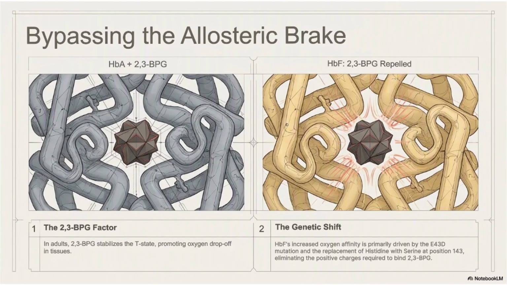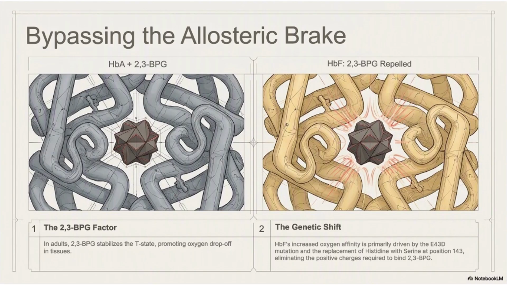Now, compare that with fetal hemoglobin. HbF contains gamma chains instead of beta chains, and those gamma chains alter the structure of the binding pocket where 2,3-BPG normally attaches. As a result, fetal hemoglobin binds very little 2,3-BPG. Without this allosteric brake, HbF naturally remains in a higher affinity state. That's the molecular reason its oxygen dissociation curve shifts to the left.